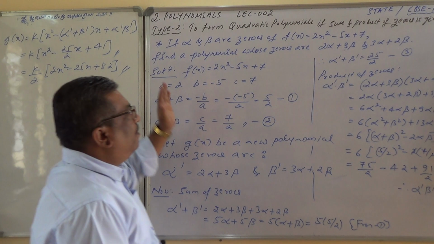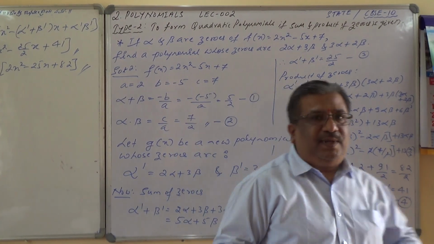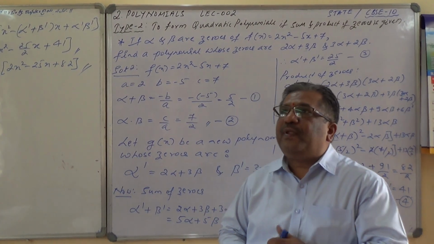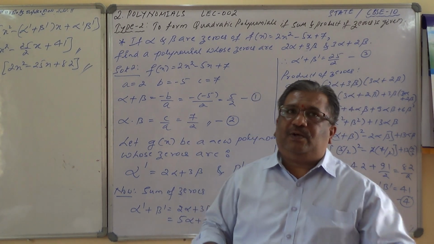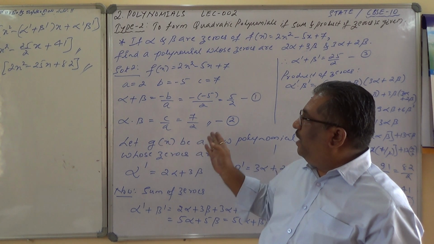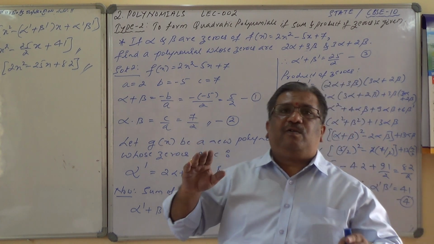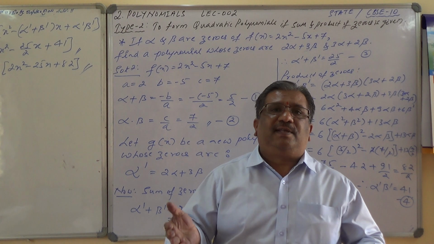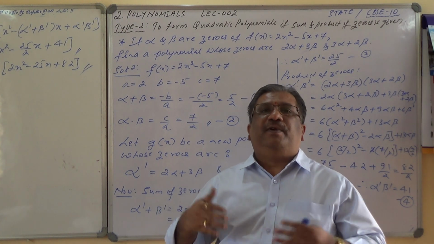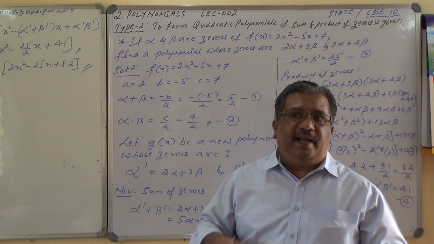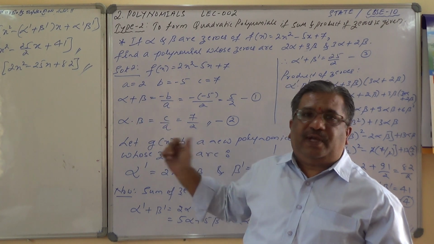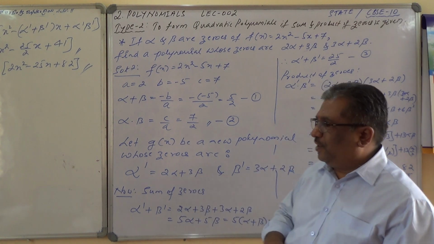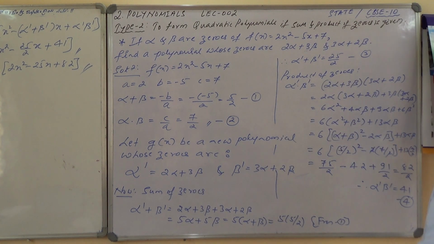I'll be taking a few more such numericals where you will not be able to split the middle term. You will be able to find alpha plus beta and alpha into beta. In order to find the new roots, the sum of new roots and the product of new roots should be expressed in terms of alpha plus beta and alpha into beta. Then only it is possible to solve such questions. So please study this and note it down in detail.